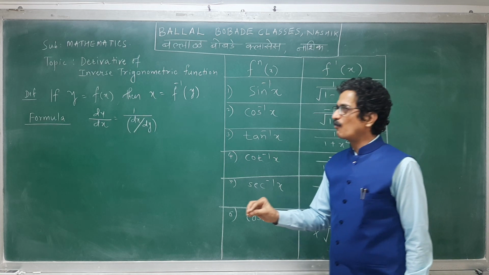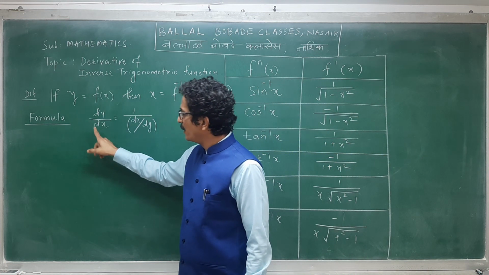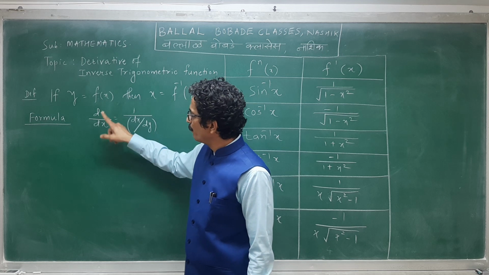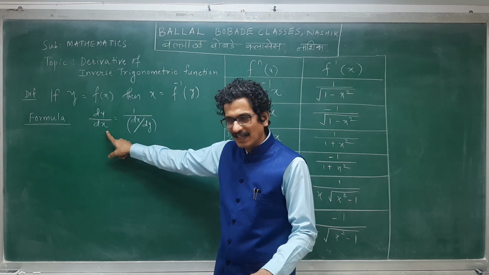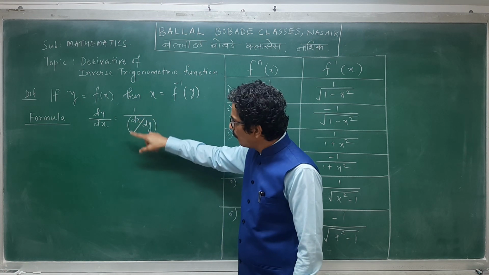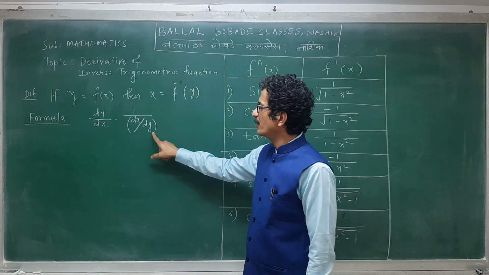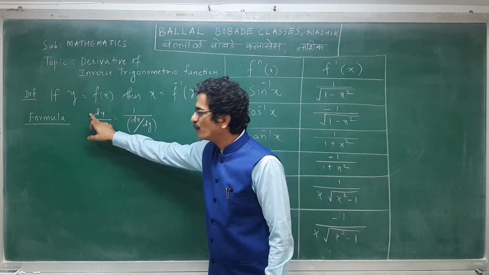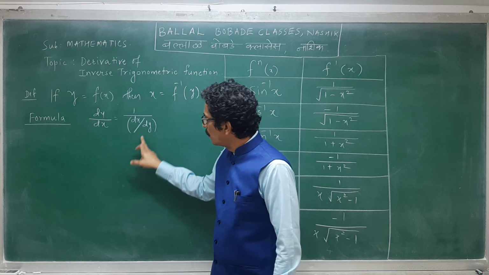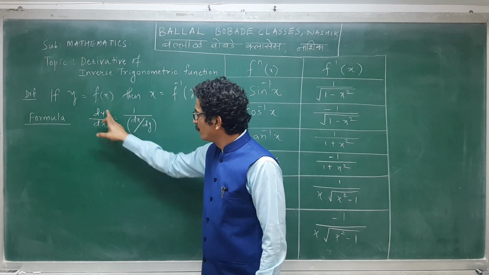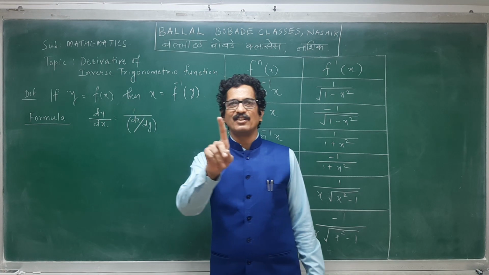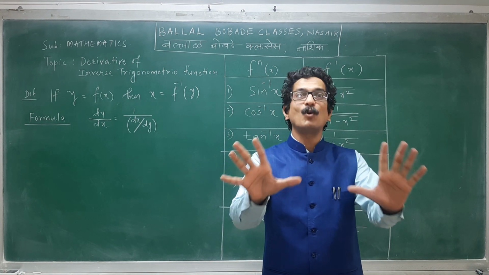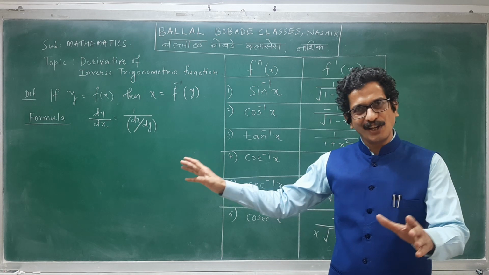The basic formula we use is dy by dx, that is y differentiated with respect to x, is equal to 1 upon x differentiated with respect to y. It simply means that when you differentiate y with respect to x, multiplied by x with respect to y, you ought to get the answer 1. So they are reciprocals of each other. But that is the theoretical part.